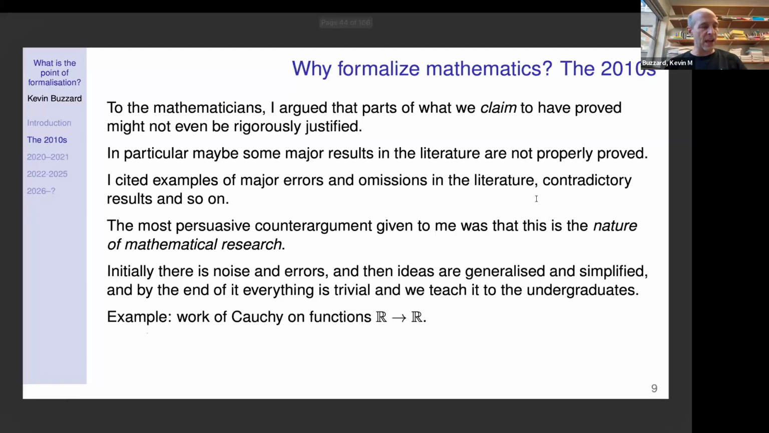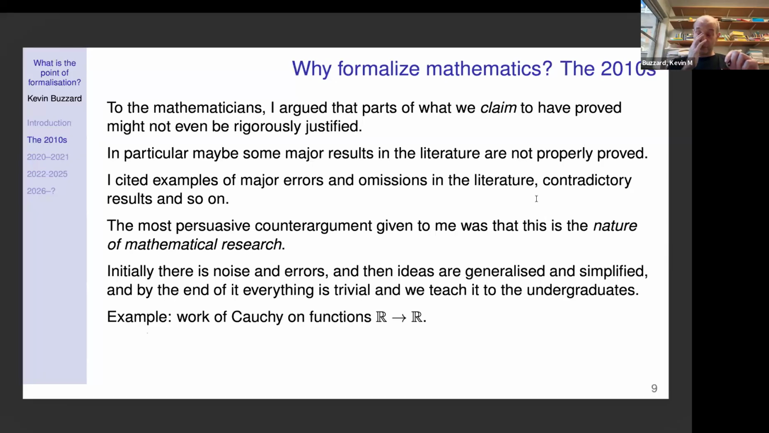And he gave the example of the work of Cauchy on real analysis, when people were trying to work out, Newton had been around for ages, but somehow we were trying to work out what things like dx actually meant, and rigorous notions of the real numbers and continuity and differentiability. And Cauchy's work has errors and omissions and things like this, but it was eventually understood correctly, and now we teach it to the first years.